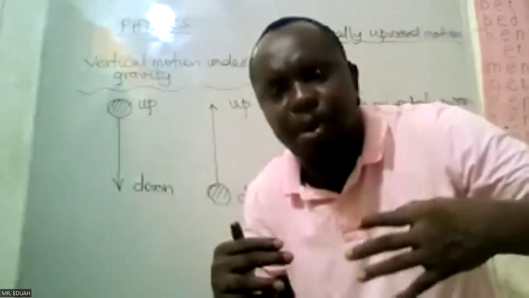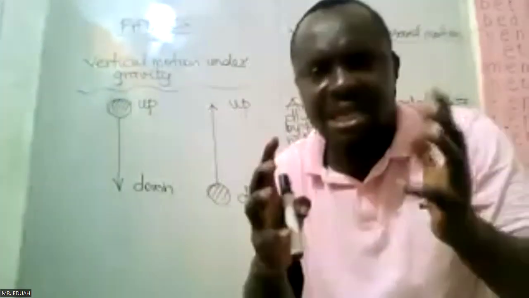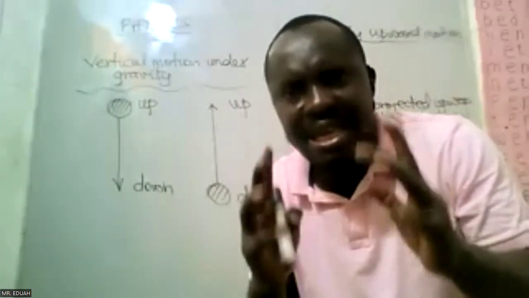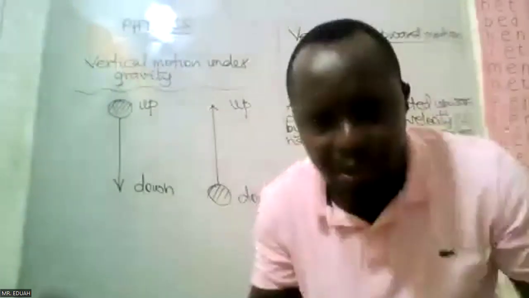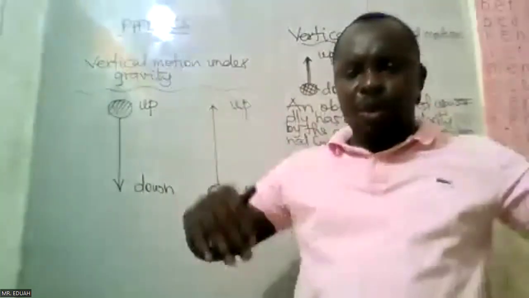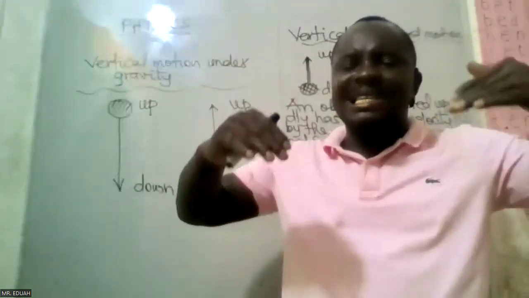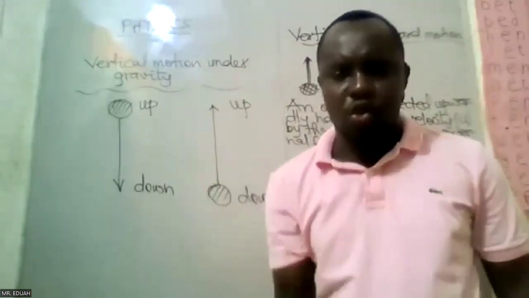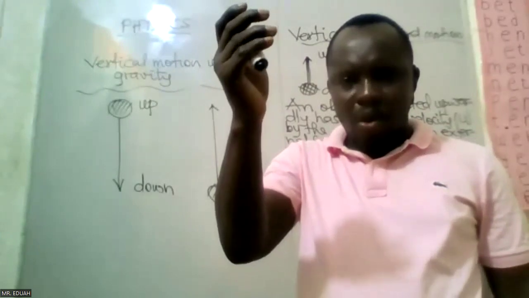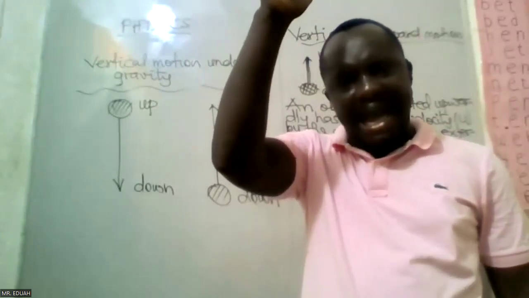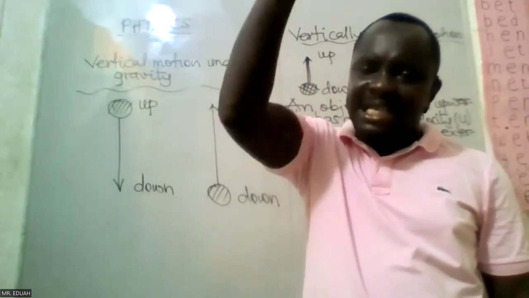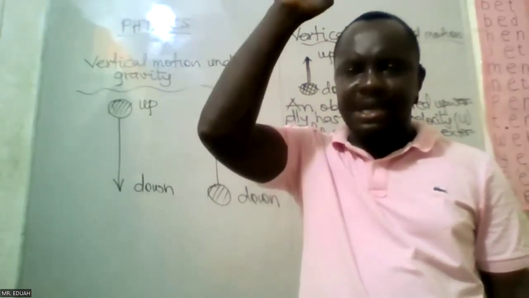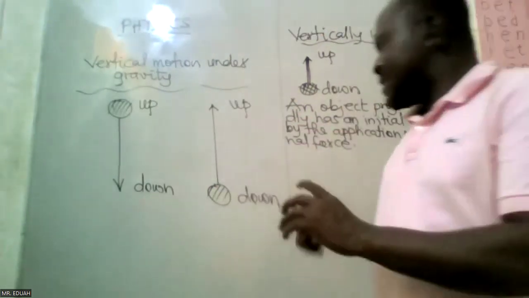So it comes to a point where the speed, the initial velocity of the body, is reduced to 0. Then we say the body reaches its maximum height. So whenever an object is thrown vertically upward, when it gets to the maximum height, its final velocity must be 0.